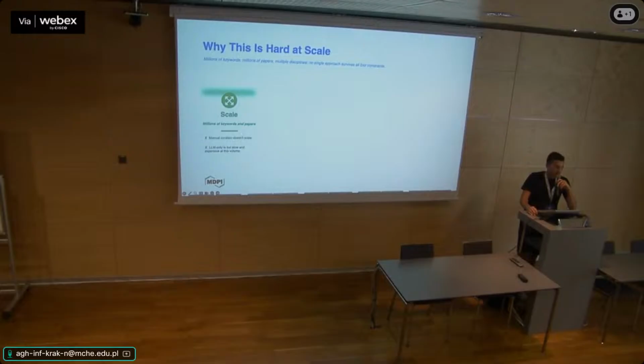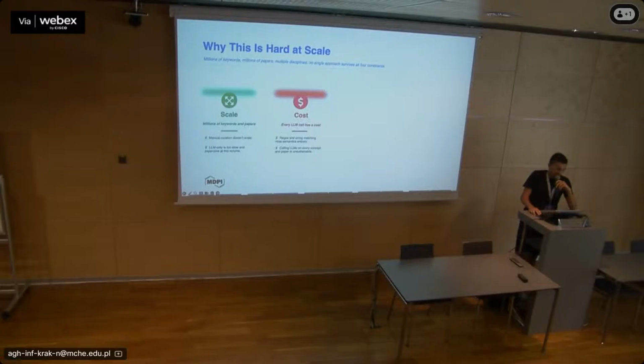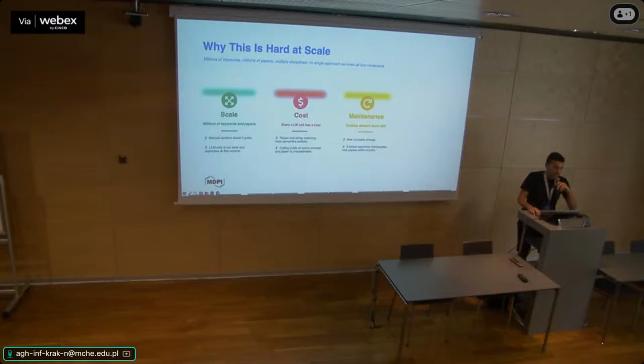The scale: we have millions of papers and millions of keywords, so manual curation doesn't scale. LLM only, we cannot afford, because there is a problem of scale and cost. And we could not use simple NLP or regex because we cannot catch the semantics behind it. Every LLM call has a cost, so we also had to find ways to manage this. Of course, there is also maintenance, because science doesn't stand still.